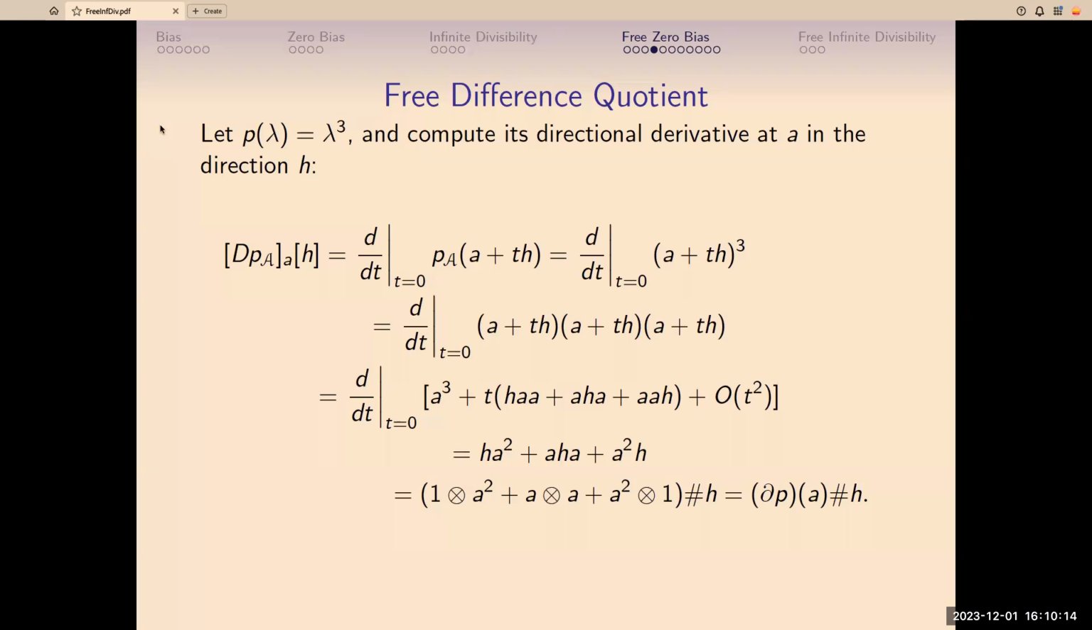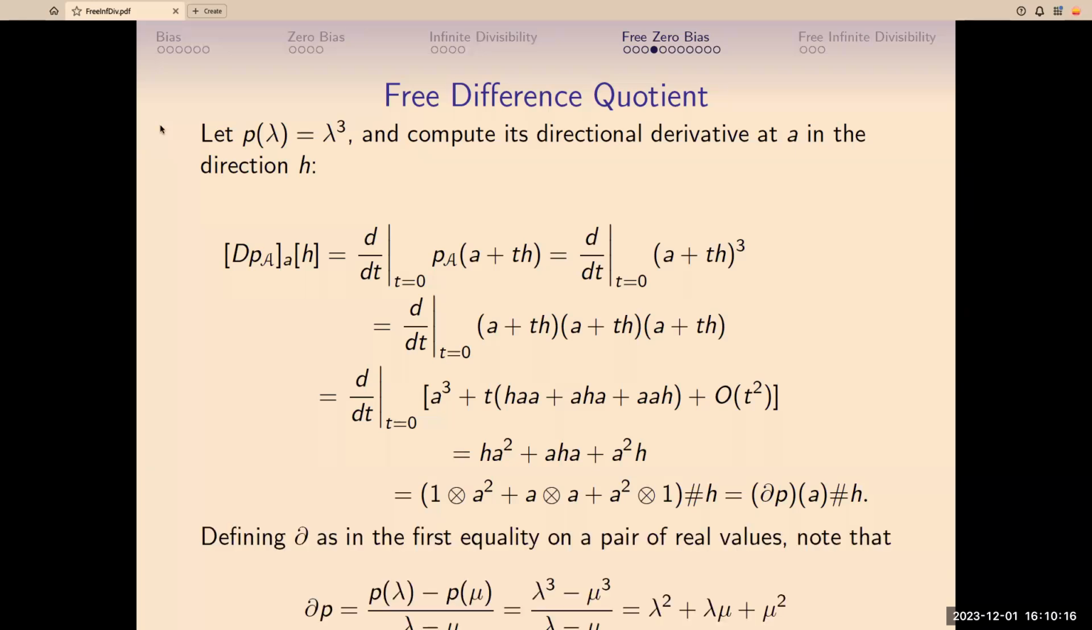Basically, what I want you to take away from this, so I guess the screen isn't showing everything, but what's down here, is that we're going to have this free difference quotient. It's going to be a function of two variables. So it's p(lambda) minus p(mu) over lambda minus mu, because that's what this is. Lambda cubed minus mu cubed over lambda minus mu is lambda squared plus lambda mu plus mu squared. So this is the free difference quotient that's going to show up in a minute, and this is where it comes from.